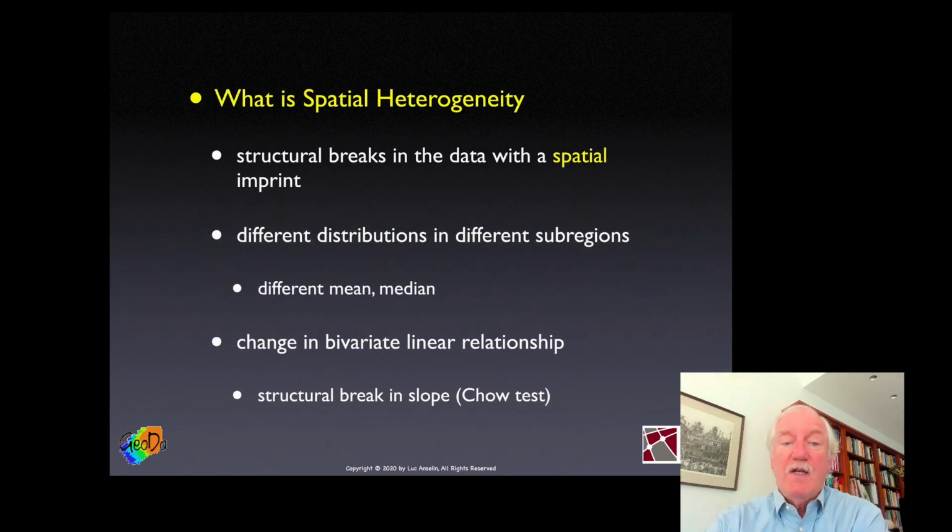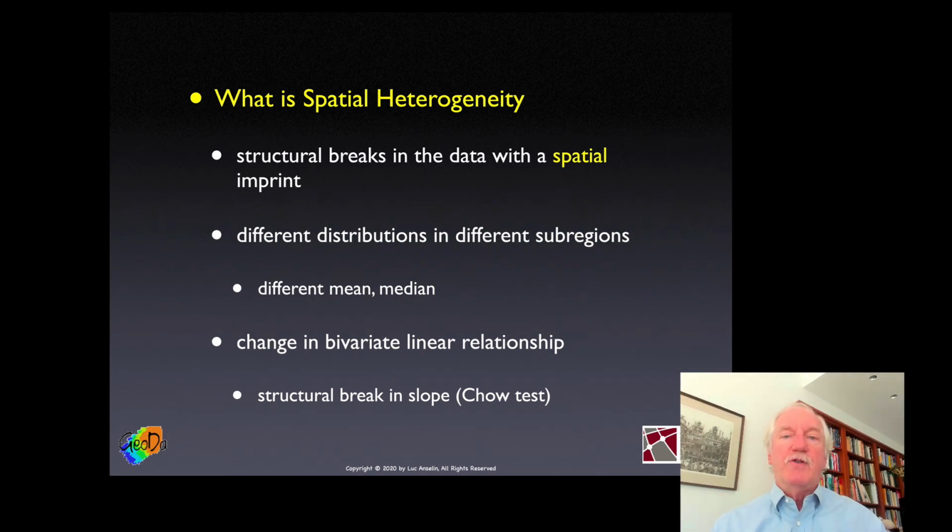It's basically looking for structural breaks. The characteristic that we're interested in is structural breaks that have a spatial imprint. And specifically, we're looking for different spatial subregions in the data, spatial subsets of the data, where there may be differences in the statistical phenomenon that we're interested in. So what could that be? Different distributions in different subregions.